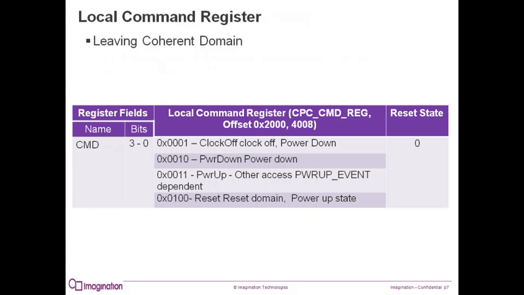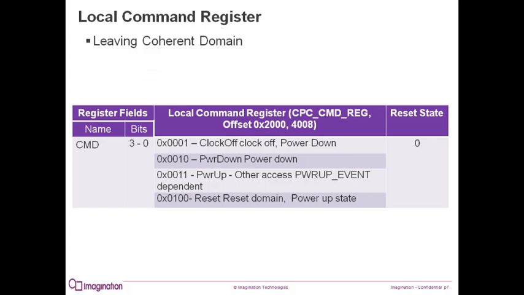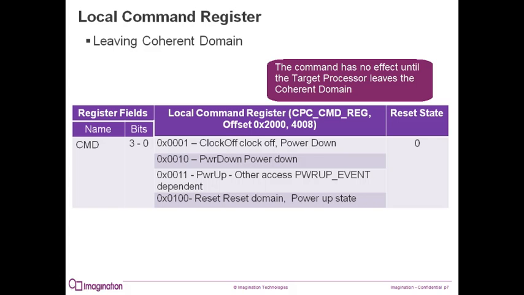A core controls its power state using the local command register in the local command section of the CPC registers, or controls the power state of another core using the local command register in the other block section of the CPC registers. The only field in this register is a 4-bit command field. The target processor must not be in a coherent domain. If the target processor is in a coherent domain, the command will have no effect until the processor leaves the coherent domain.